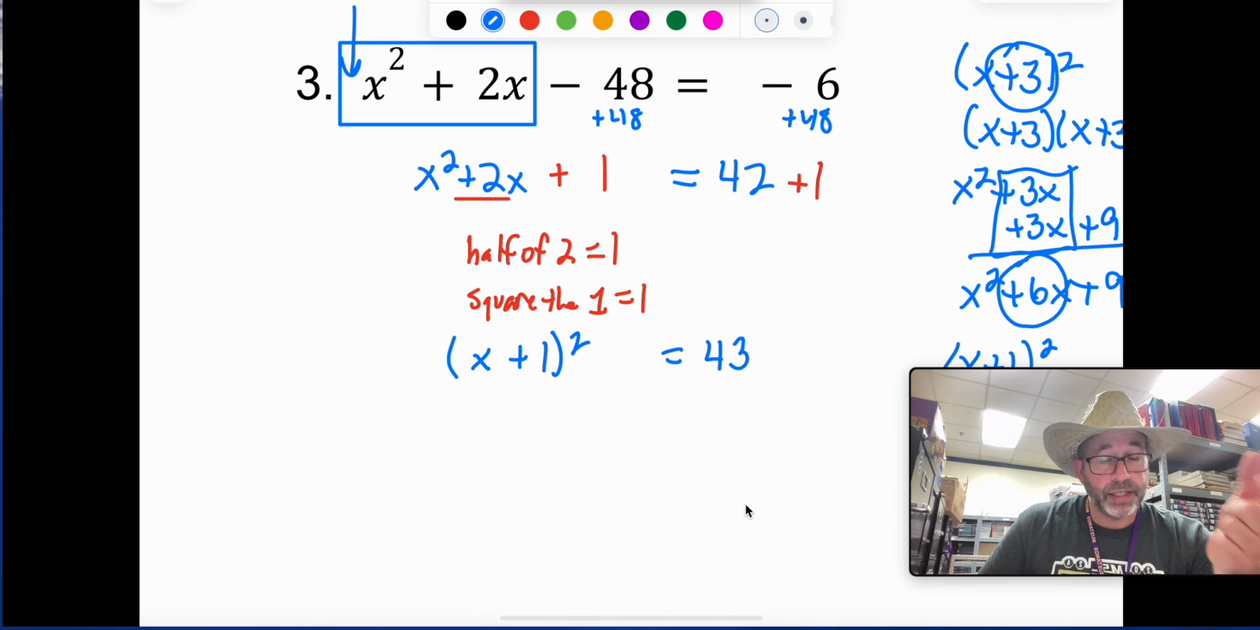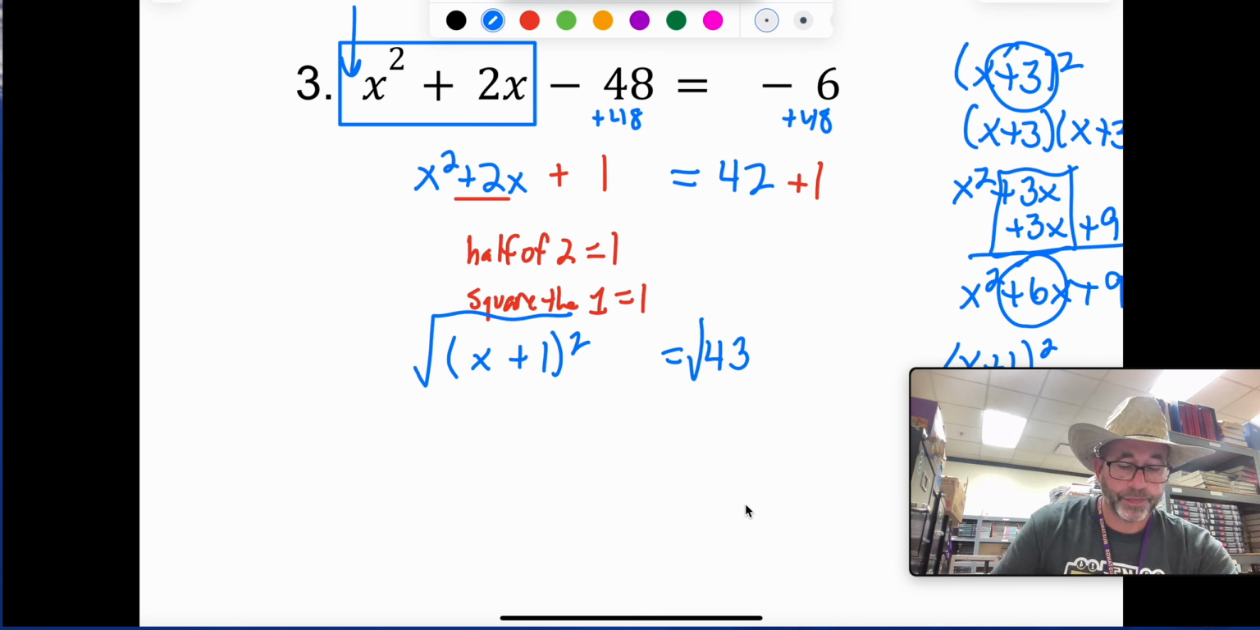Now that we have that quantity alone, we can go ahead and take the square root to get rid of the square. And we're left with x plus 1 equals plus or minus the square root of 43.